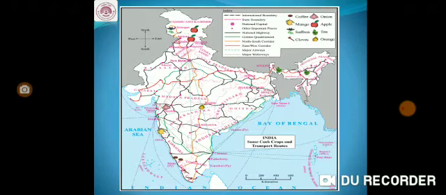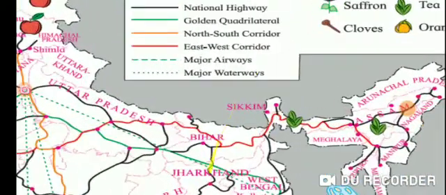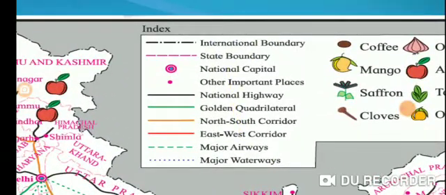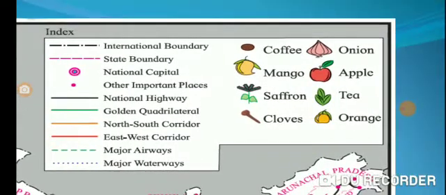Another thing, there are a few crops that are grown in specific areas, and those are denoted by a picture. Now this is your index. Okay, let me enlarge it for you. Can you see this? Right next to your index is this picture here, which shows the different crops that are grown in different areas. So coffee is denoted by a brown dot, then a mango, saffron, cloves, onion, apple, tea, and orange. So you're going to spot all of these in the map.